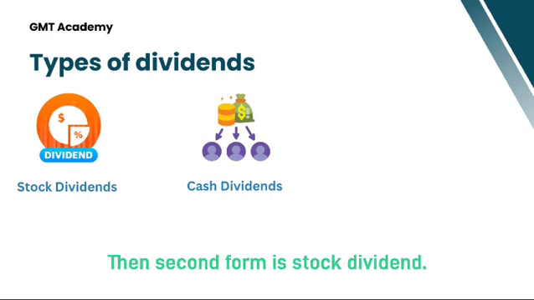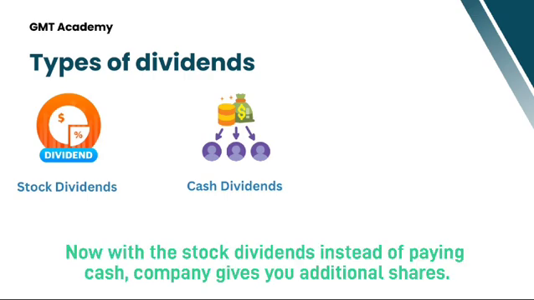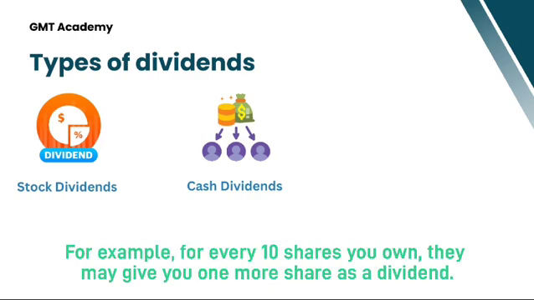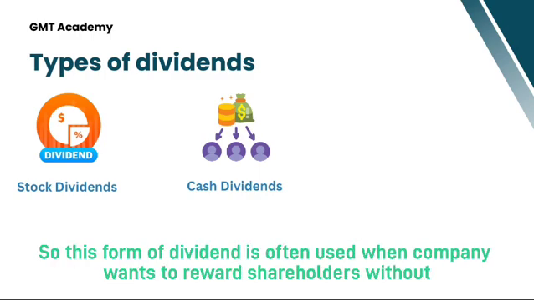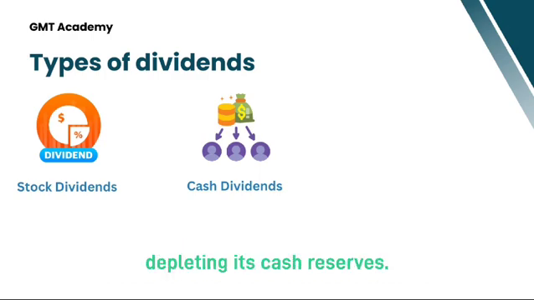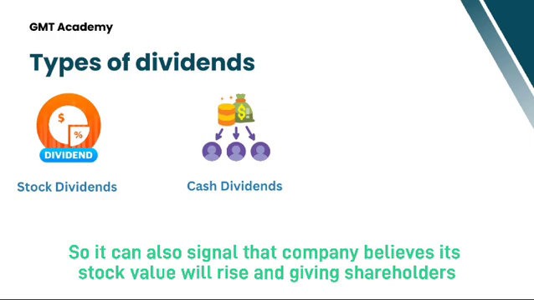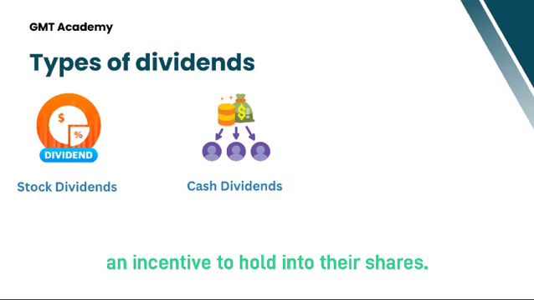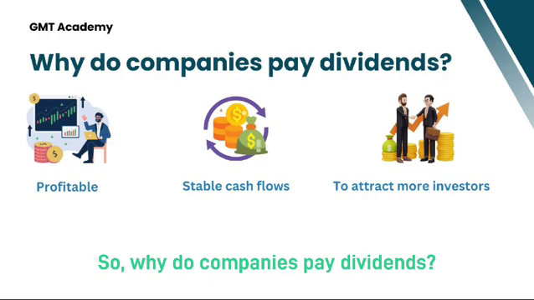Then the second form is stock dividend. With stock dividends, instead of paying cash, the company gives you additional shares. For example, for every 10 shares you own, they may give you one more share as a dividend. This form of dividend is often used when a company wants to reward shareholders without depleting its cash reserves. It can also signal that the company believes its stock value will rise, giving shareholders an incentive to hold on to their shares.